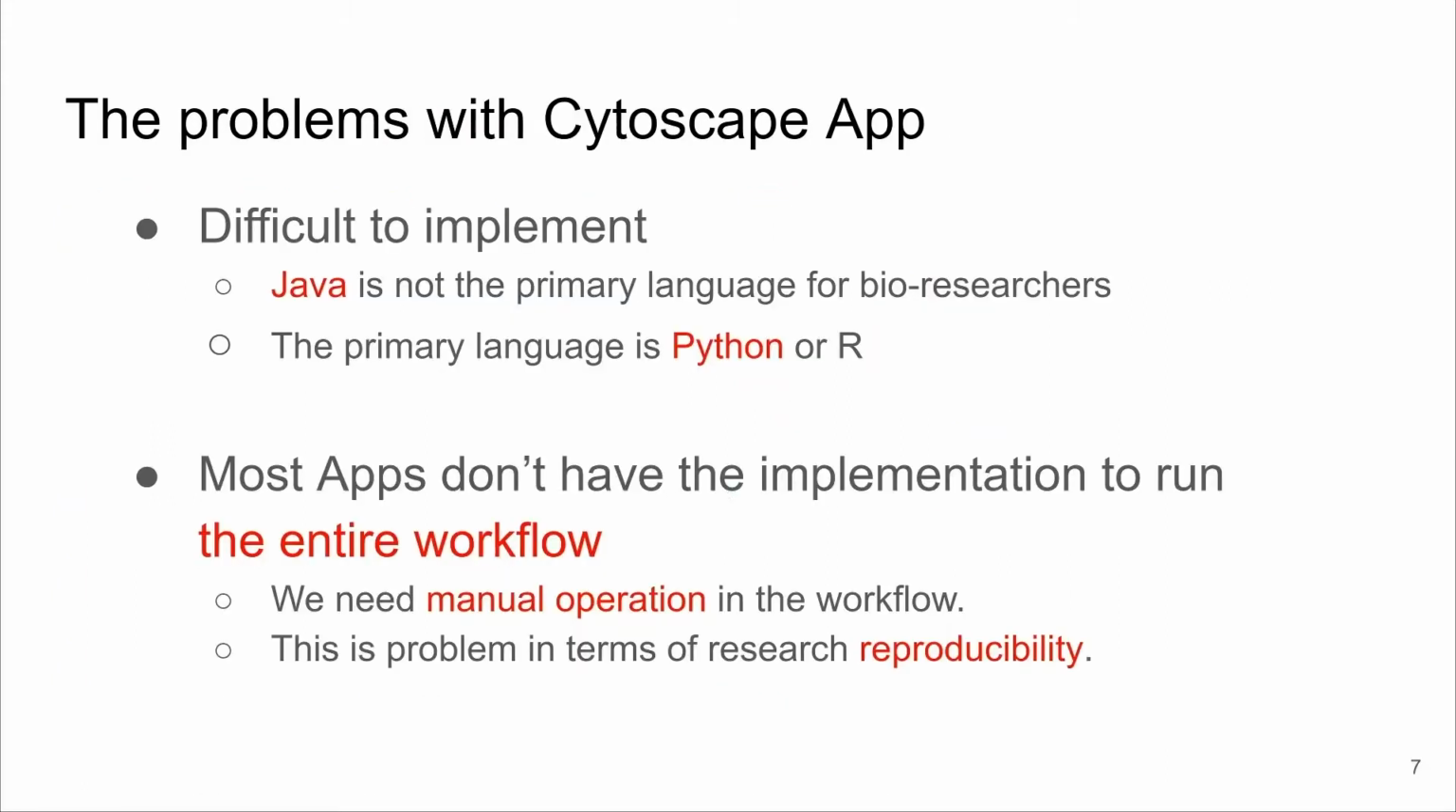However, there are still issues with the Cytoscape app. First of all, it's difficult to implement. The Cytoscape app must be implemented in Java, but Java is not the primary language for bioresearchers. The primary language for bioresearchers is Python or R.